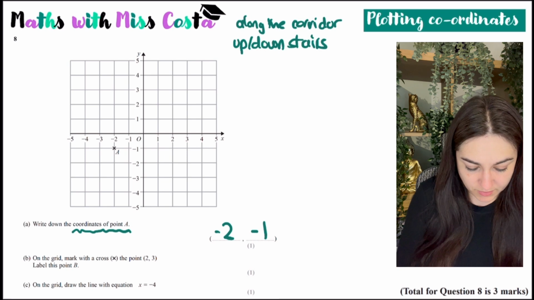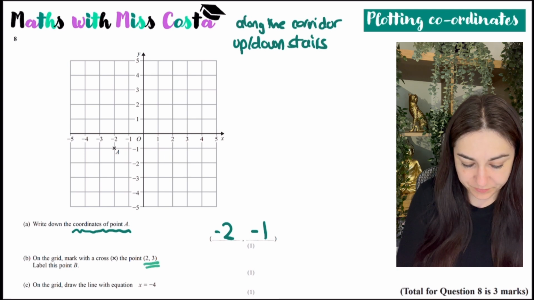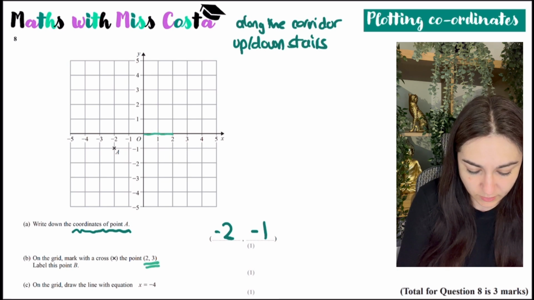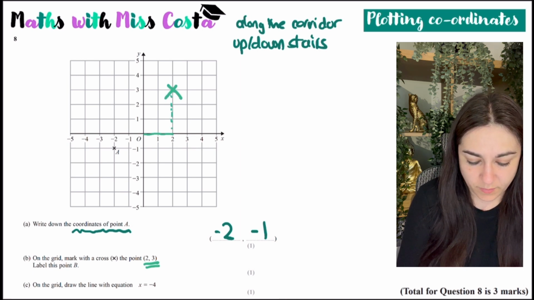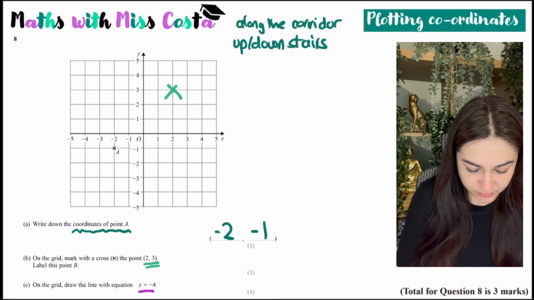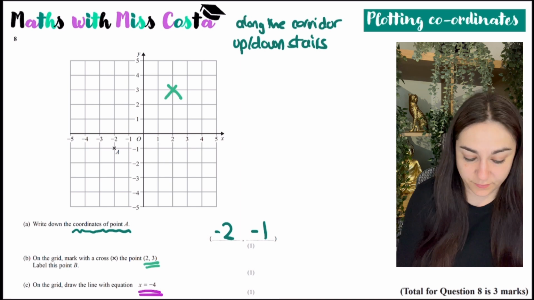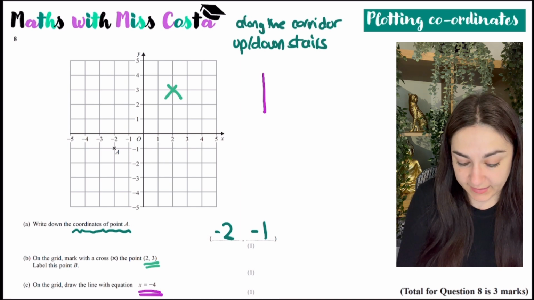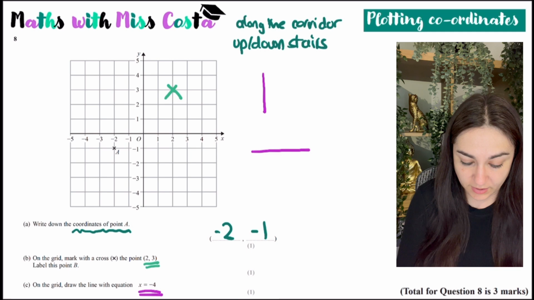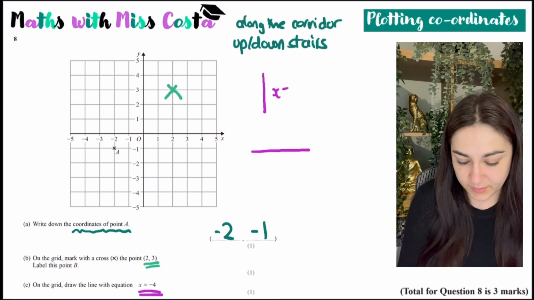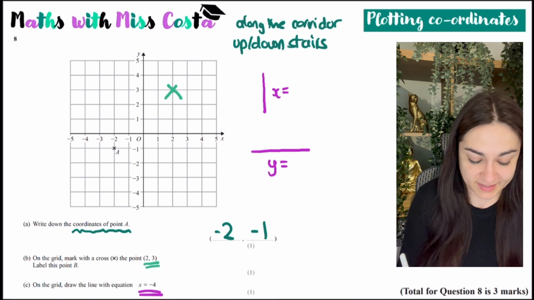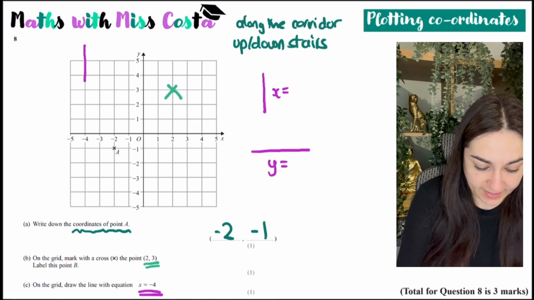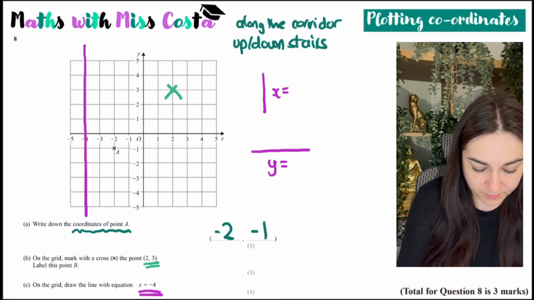Then I'm told to mark with a cross the point 2, 3. So I do a similar thing, go along the corridor to 2, and then up the stairs to 3, and I'm going to plot my point there. Whenever we plot coordinates, we always plot them with an X. And then I'm told to draw the line with equation x is -4. Whenever I'm drawing vertical or horizontal lines, my vertical lines are always going to be x equals lines, and my horizontal are going to be y equals, and I'll explain in a second. So I need to draw the line x equals -4. Now that would be the line over here.